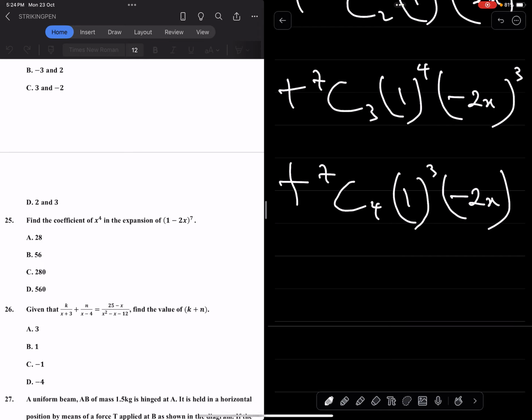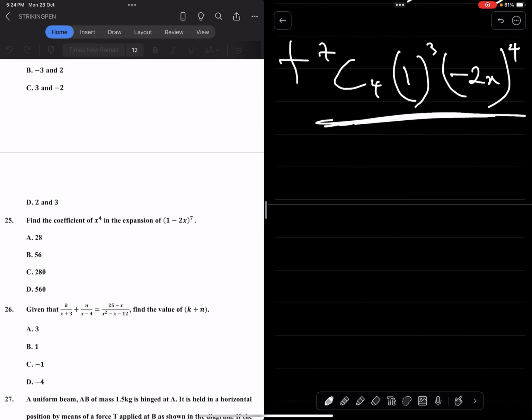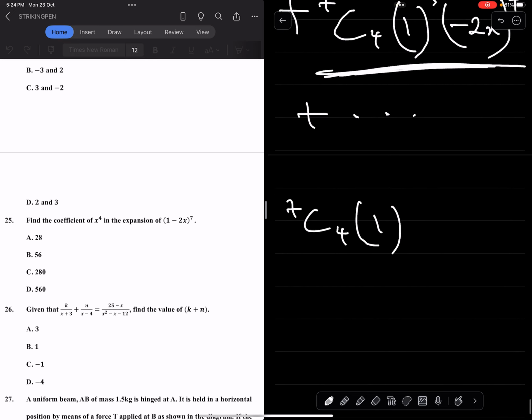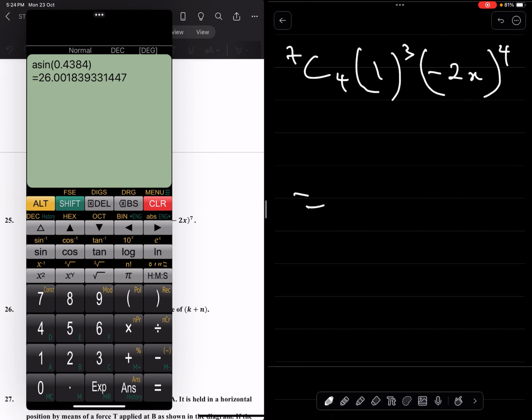Times 1 raised to the power 3 times minus 2x raised to the power 4, and this is the term we need. It's the one that contains x raised to the power 4. So I can just write this to show that there are still a few more. Now that means 7c4 times 1 raised to the power 3 times minus 2x raised to the power 4 is equal to, what's 7c4? Let's check that.